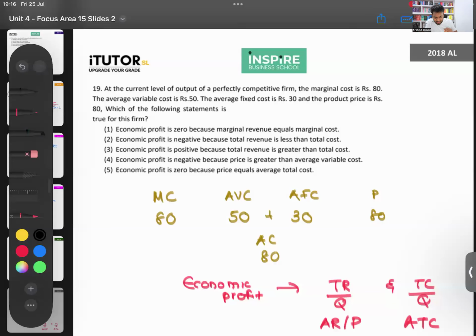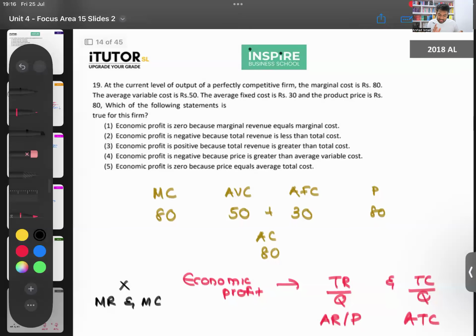To find out economic profit, do we look at MR and MC? We don't look at this, right? So economic profit is not based on MR and MC. Economic profit, whether the firm is making a profit or not, is comparing your total revenue and total cost. If you don't have totals, then look at per unit.